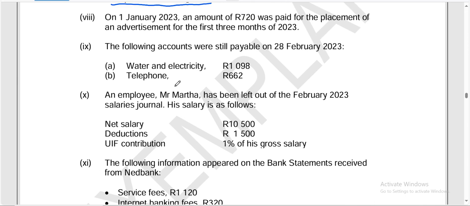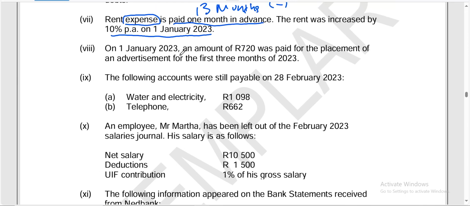And then the next one says that on 1 January 2023, an amount of 720 was paid for the placement of an advertisement for the first 3 months. Remember, we were supposed to pay for January, February. So if they're saying the first 3 months, it means we paid up until March.